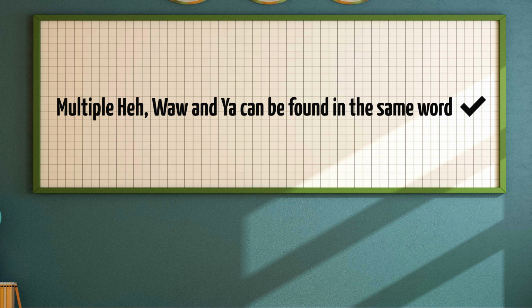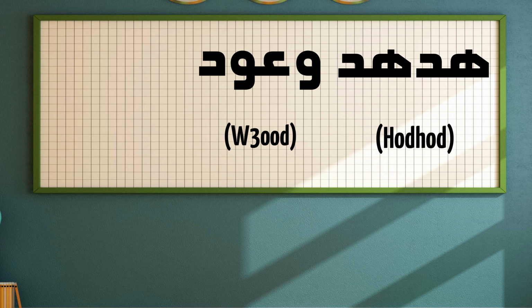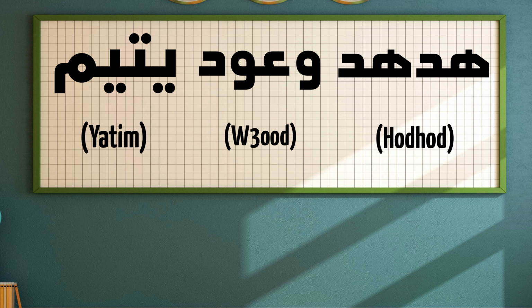Alright, now last thing to talk about today is our usual quick notice. And this notice is that you can find multiple Heh, Waw, and Yeh in the same word. Let me provide you with three examples for more clarity. If you look at the word Hudhud, which means the bird hoopoe in Arabic, and the word Wa'ud, which means promises in Arabic, and the word Yatim, which means orphan in Arabic.